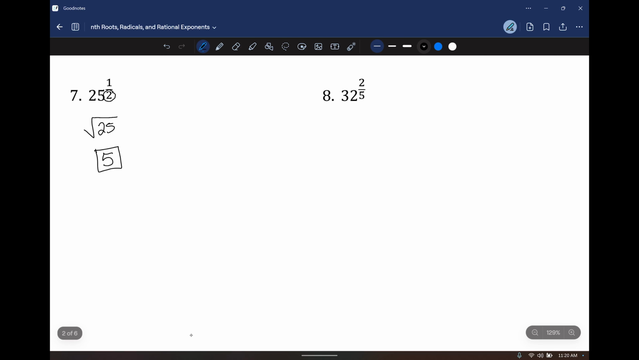All right, and then I'm looking at this one again. I know that this is a fifth root. 32 is a perfect fifth root. So the fifth root of 32, and then I'm going to raise that to the second power. The fifth root of 32 is 2. Raised to the second power is 4.